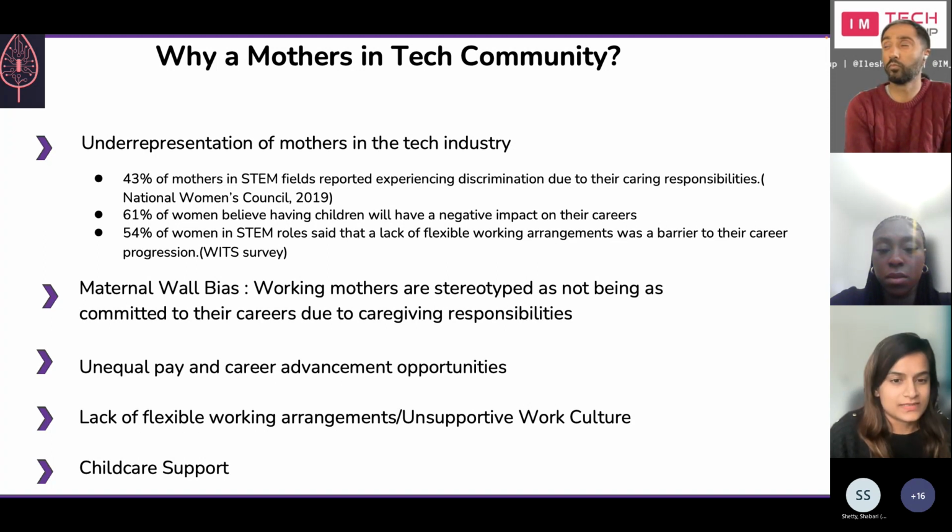And then the childcare support. The high cost of childcare and the lack of employer-supported childcare options can create financial as well as logistical barriers for mothers wanting to pursue careers in technology. So addressing these factors and promoting a more inclusive environment is needed to increase the representation.